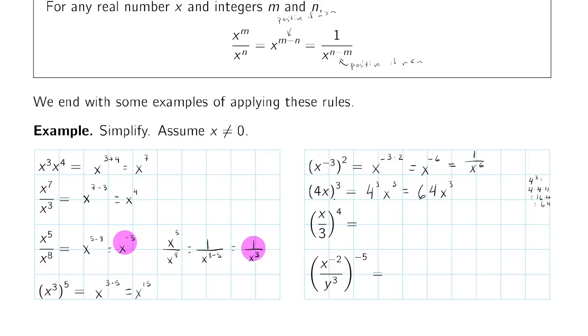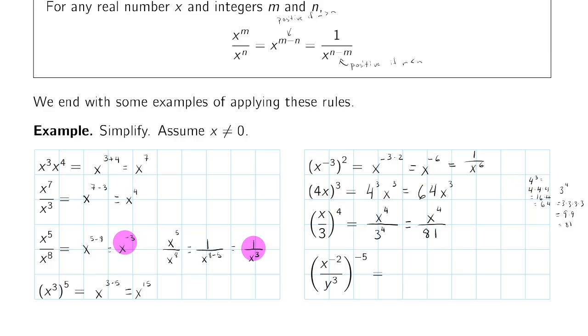If we have x over 3 all to the fourth power, that's x to the fourth power over 3 to the fourth power. And 3 to the fourth power, again, we can work that out over in the margin. 3 to the fourth, that's 3 times 3 times 3 times 3. That's 9 times 9, that's 81. Or, of course, we could do that on the calculator. Either way, we get x to the fourth over 81.